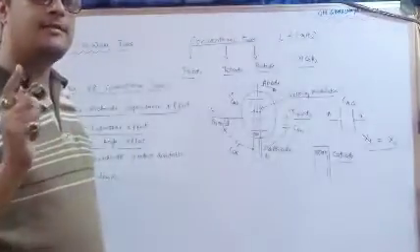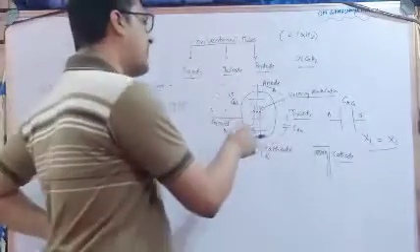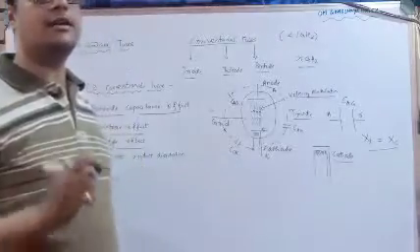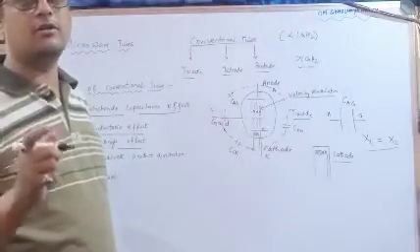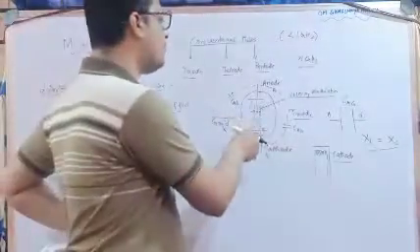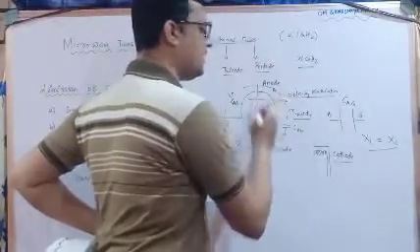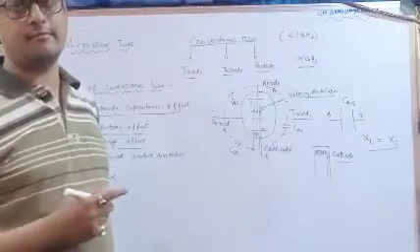Okay, transit time means the time taken by an electron. Suppose this is an electron. Transit time is the time taken by an electron to move from cathode to anode. So this is the total time period required by an electron to move from cathode to anode. That is called the transit time.